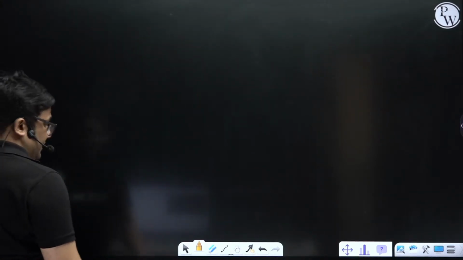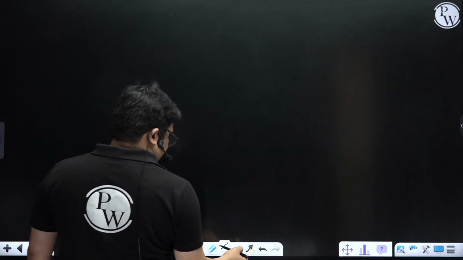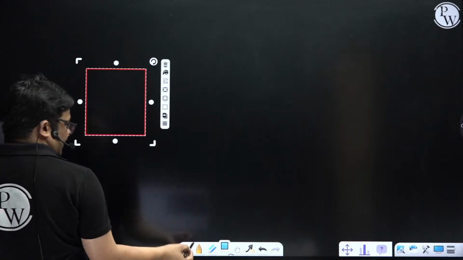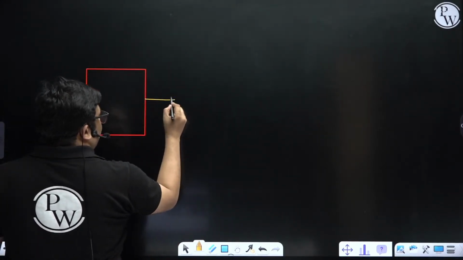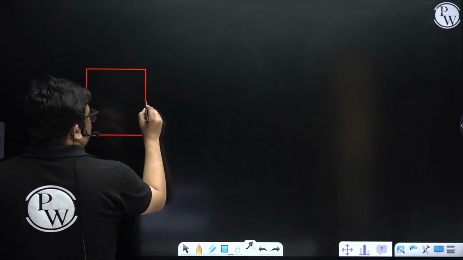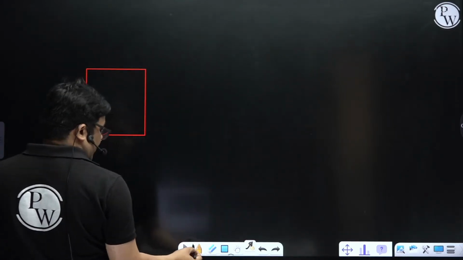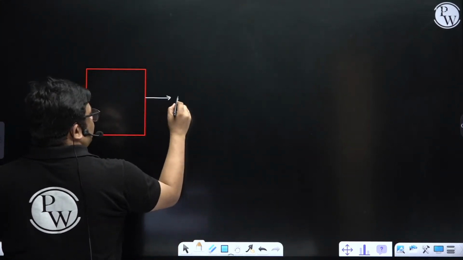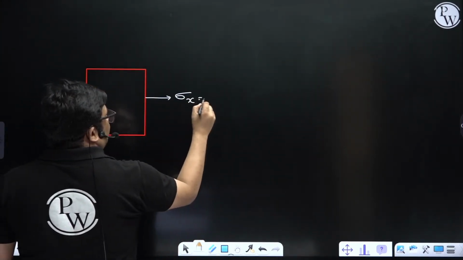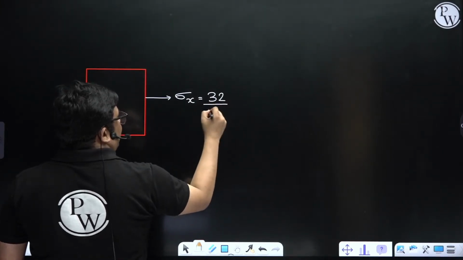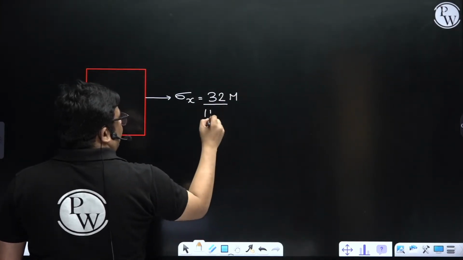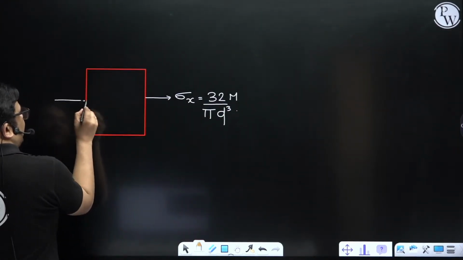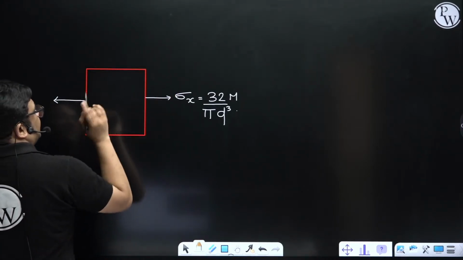Now we have also studied in the chapter of Mohr circle for stress and strain. Suppose this is the stress element, and then what I got? I got only one normal stress, suppose sigma x. Sigma x is equal to 32m by pi d cube, right? And then I got only sigma x. There is no sigma y here because only one normal stress is there.